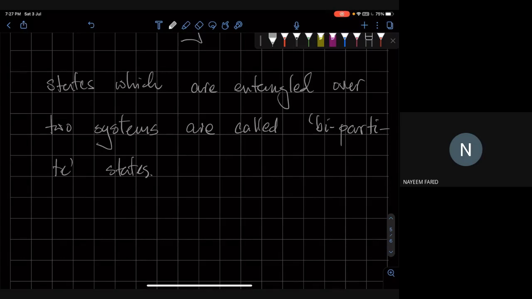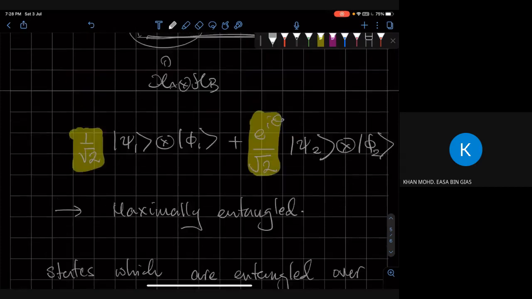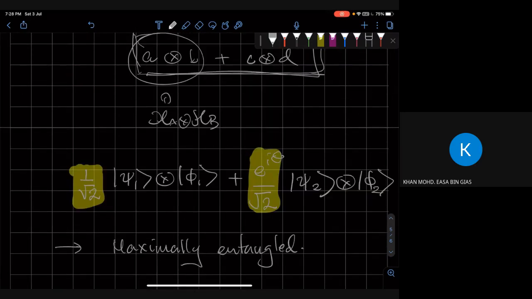No, sir. Sir, I have one. Yeah. psi 1 cross phi 1, and this is one system, and psi 2 cross phi 2 is another system?